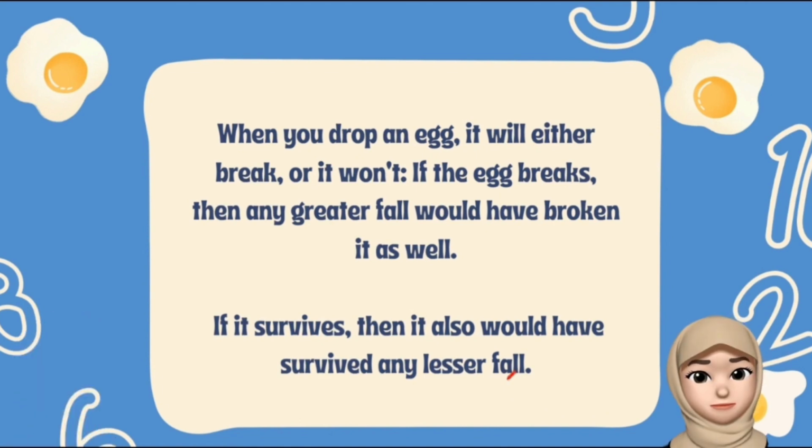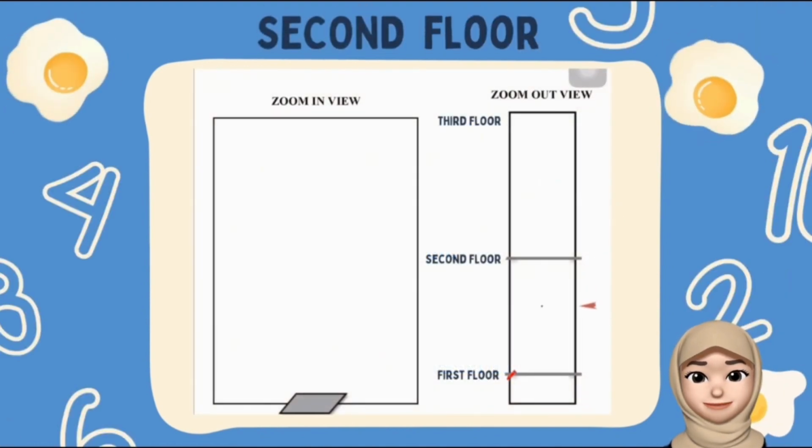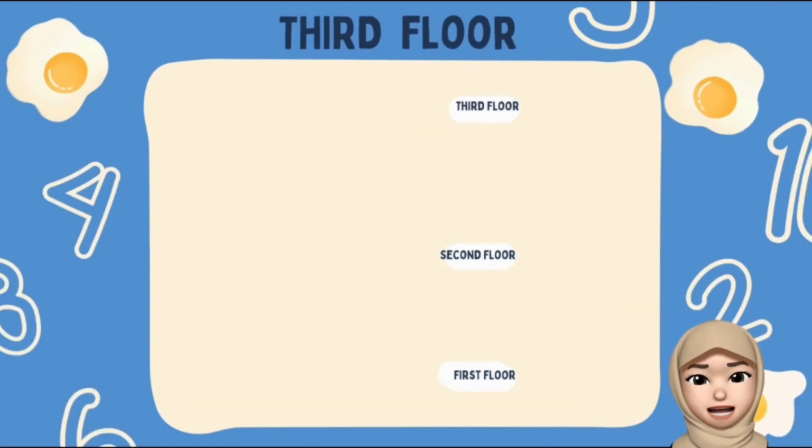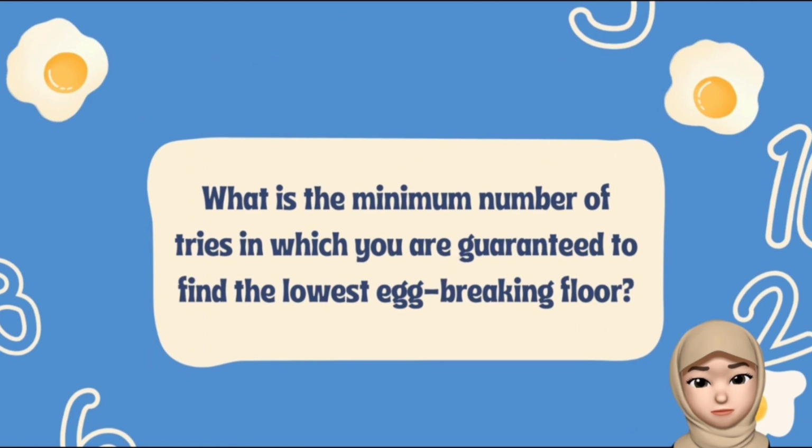So let's see another example. When you drop an egg from the second floor, it breaks, and from the third floor, it breaks as well. What is the minimum number of trials in which you are guaranteed to find the lowest egg-breaking floor?